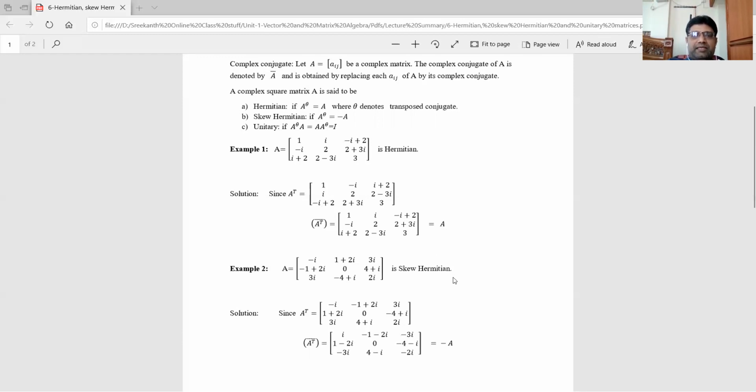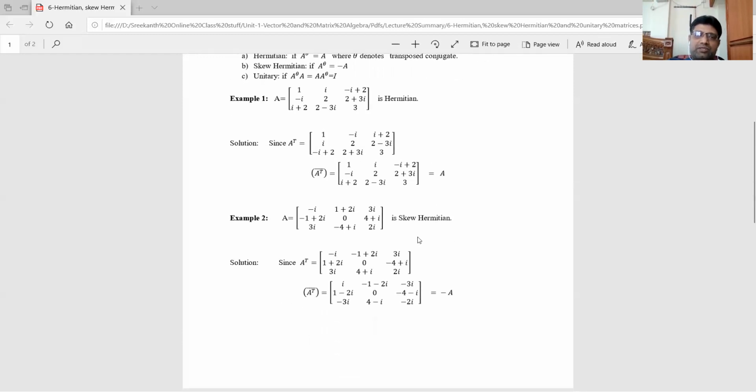Now coming to the second example, A equals a 3 by 3 complex matrix is given. We have to show that it is skew Hermitian. So what is the condition? Here also the same thing. Write its transpose, then take its conjugate, and then observe what is the resultant matrix you got. Suppose you got the original matrix A, then we can declare that it is Hermitian. Suppose you got minus of the original matrix, we can declare that it is skew Hermitian.